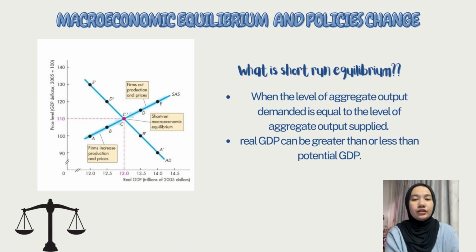Next, I'm going to continue to present part 14.3, Macroeconomic Equilibrium and Policy Change. There are two types, which are short-run and long-run equilibrium. Short-run equilibrium means when the level of aggregate output demanded equals the level of aggregate output supplied. In a short-run equilibrium, real GDP can be greater or less than the potential GDP.